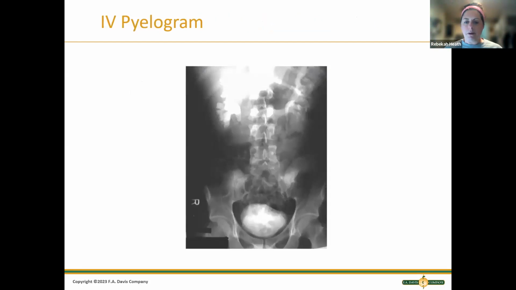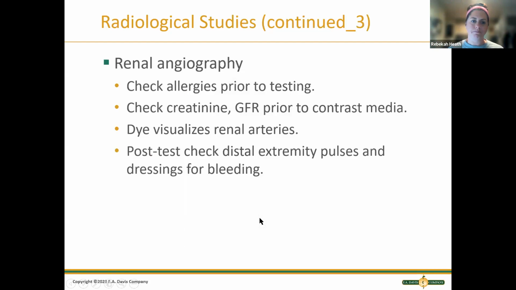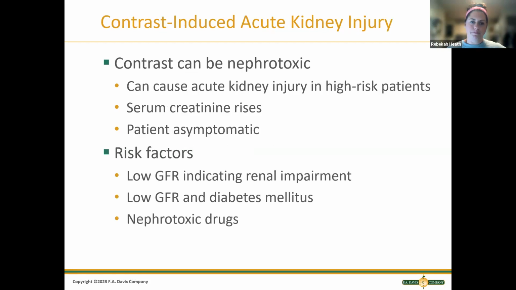So here's the IV pyelogram. You can see that up here in the kidneys, they're starting to have some of that contrast, and it's getting filtered down into the bladder. So renal angiography, again, they're going to be giving a dye that goes into the blood, and it's going to show how the renal arteries are perfusing. Really want to make sure anytime we're accessing people's arteries that we're checking their pulses as well, that we haven't caused any disruption in blood flow.